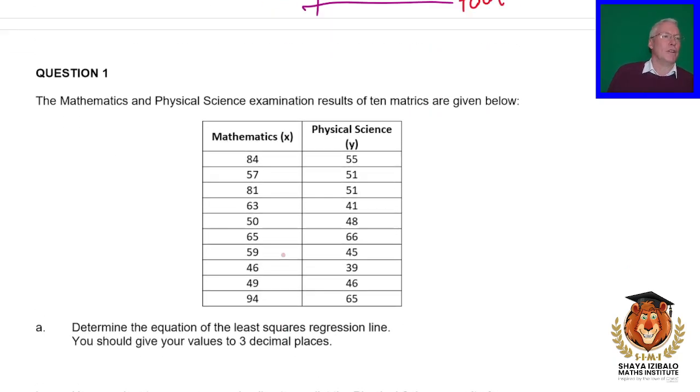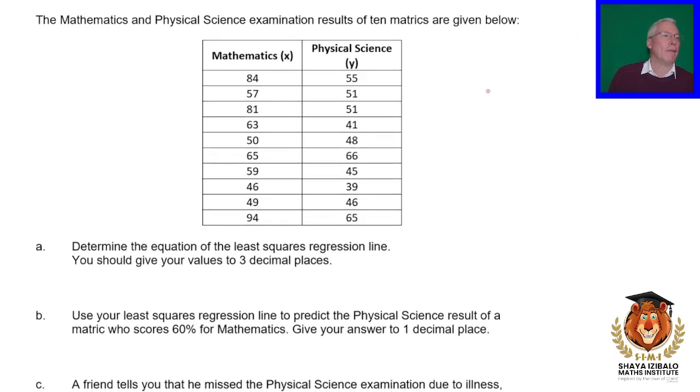Right, we're going to ask you to pause the video and try this next one. While it's paused, I'm going to put all the data in, and we're going to see what we get for this one. So this one's about looking for a relationship between learners' performance in mathematics being x and physical science being y. Right, pause it and have a go.